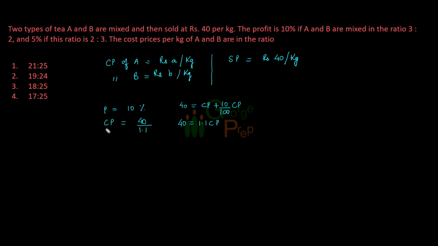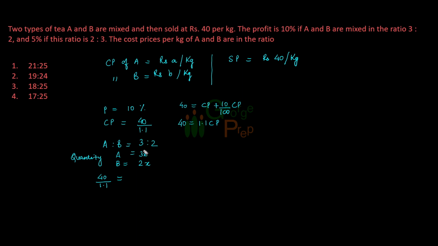Now, if I also want to equate this CP in terms of prices and quantities of tea A and B, we have to take the ratio of the quantity of tea A to tea B as 3:2. So I can take 3x and 2x as the quantity of A and B. So I'm taking quantity of A as 3x kg, quantity of B as 2x kg. Now what will be the CP? By this we have got CP as 40 by 1.1.